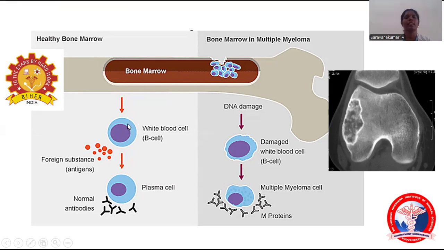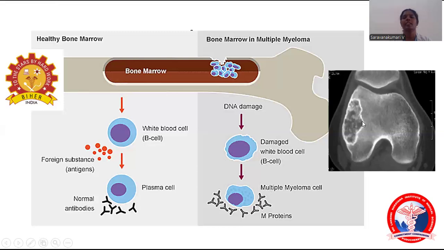When B lymphocytes encounter an antigenic stimulus, they are transformed into plasma cells and produce the normal antibodies. This is the normal phenomenon. But in multiple myeloma, there is an increase in neoplastic plasma cell proliferation. These plasma cells produce, rather than normal antibodies, M proteins. And these M proteins activate NF-κB and cause destruction of the bone.